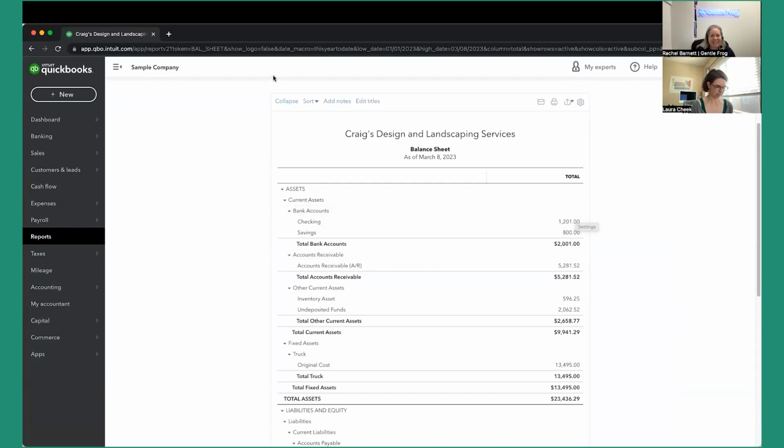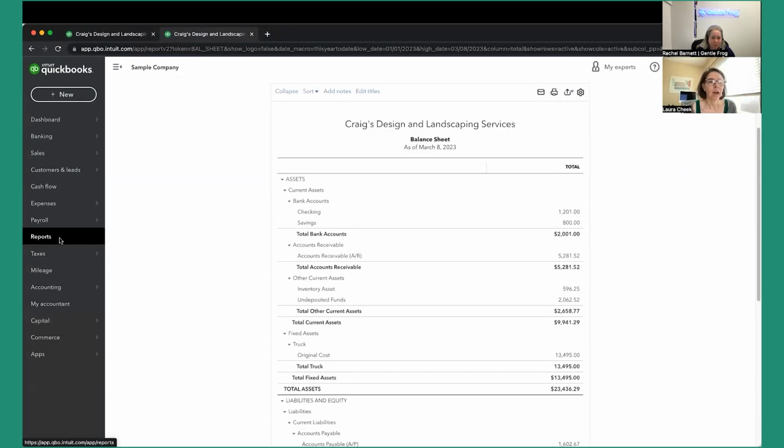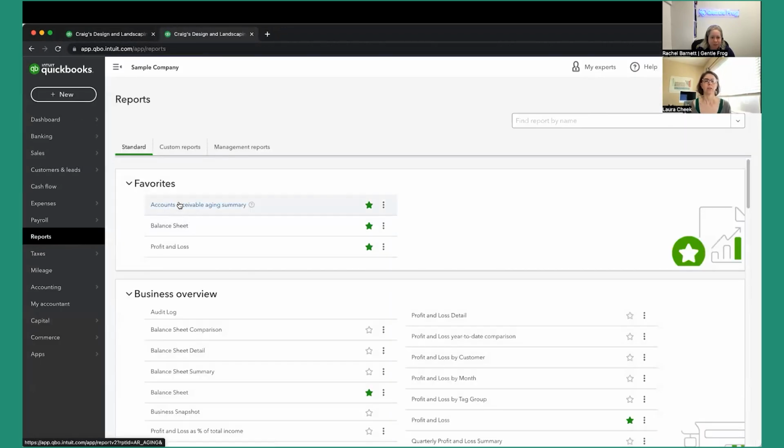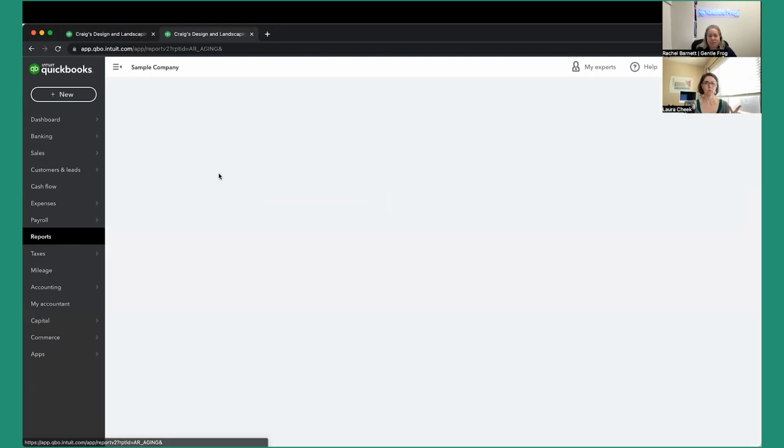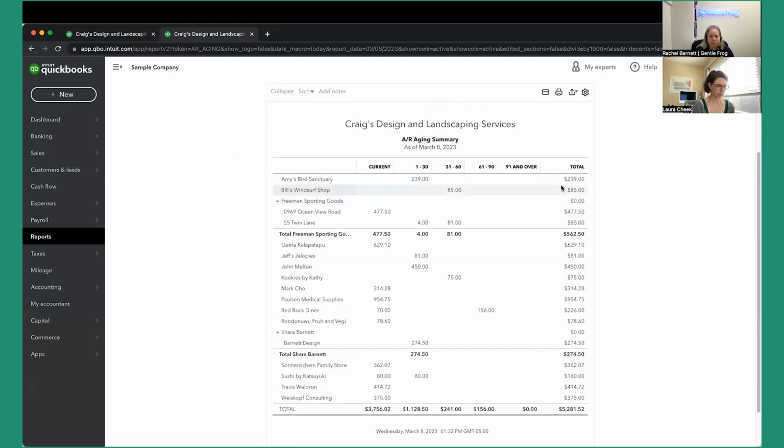Let me just duplicate my tab and I'll pull up the accounts receivable report and we'll talk about it. So I'm going to go to reports, let's go to accounts receivable aging summary. So when we look at the AR report, it says all these people owe some money.